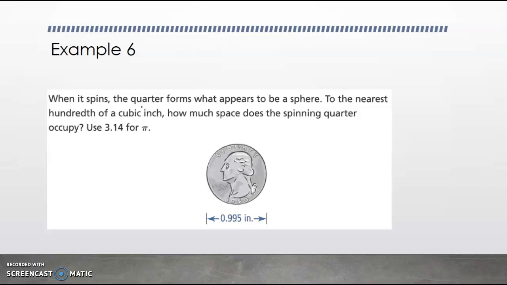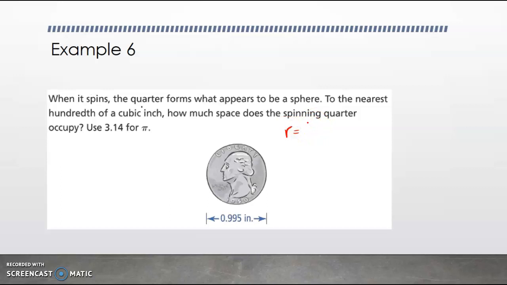So when it spins, the quarter forms what appears to be a sphere. To the nearest hundredth of a cubic inch, how much space does the spinning quarter occupy? And use 3.14 for pi. So what it's giving us here is the diameter from side to side. So we need the radius.